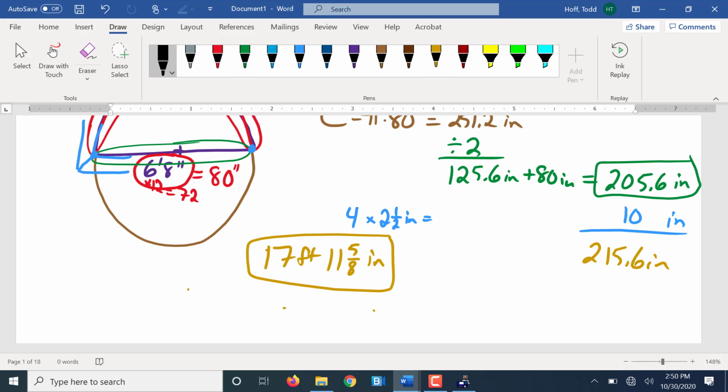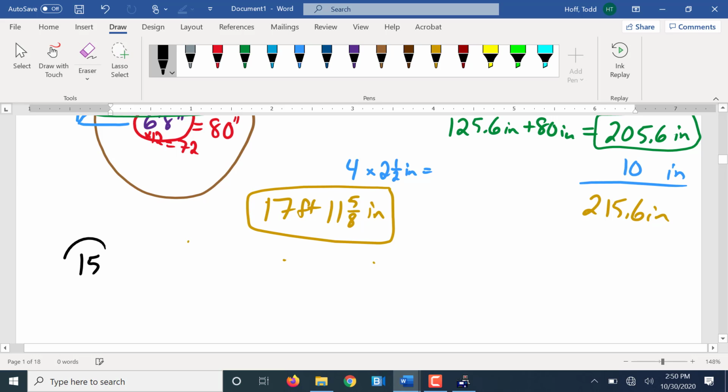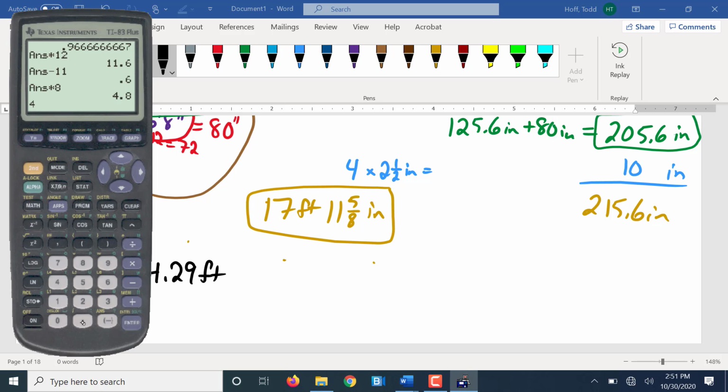The other one I wanted to go over on that quiz is number 15. It's 4.29 feet, and we want it in inches to the nearest 1/8 inch. Now, if you did 4 feet and just converted the .29, I'm okay with that. But you could do the 4.29. How do I turn that from feet into inches? Times 12. So I have 51 inches.